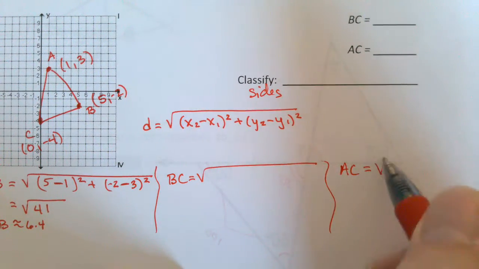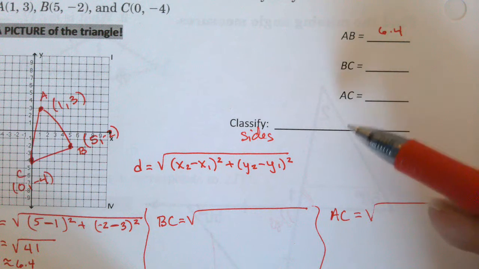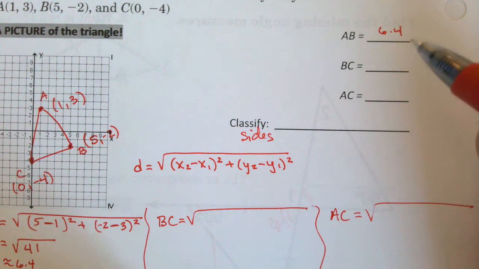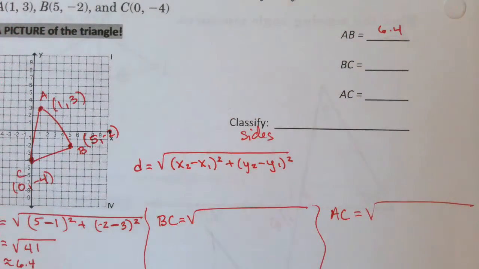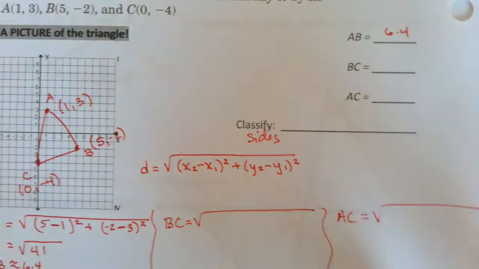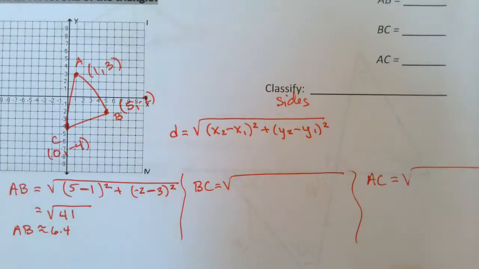Now, if all three sides are the same length, then you have an equilateral triangle. If two of them are the same, then you have isosceles. If you have none of them the same, you have scalene. So you are going to use a distance formula to find those other two. All right, so BC and AC is what you need to find.